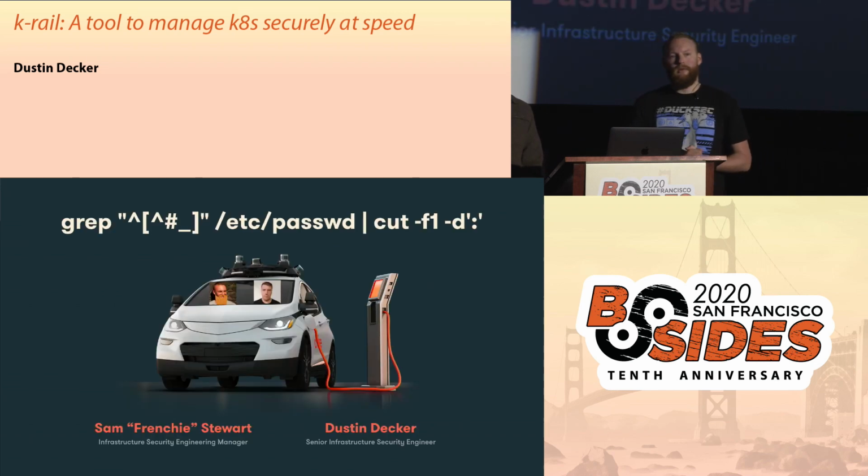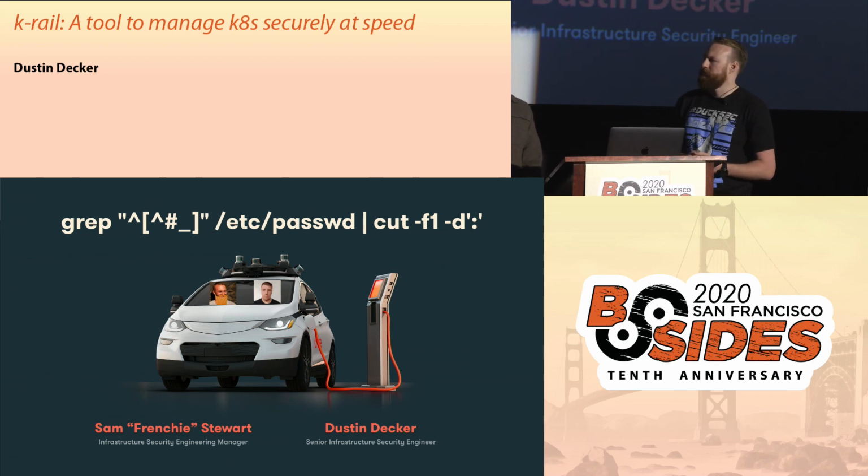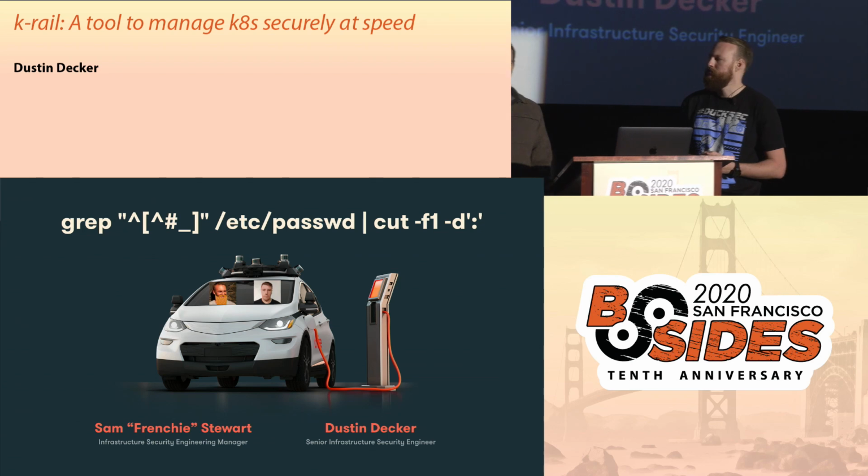Here is your typical Who Am I slide done slightly differently. If you paste that into a terminal, it should spit out similar stuff as normal Who Am I. I'm Sam, confusingly also called Frenchie, Infrastructure Security Engineering Manager at Cruise. At Cruise, we're a company that makes self-driving cars. And I'm Dustin Decker. I'm a Senior Infrastructure Security Engineer at Cruise.